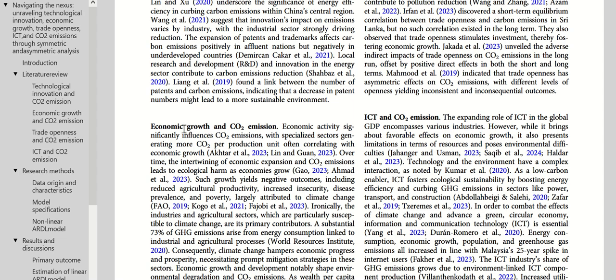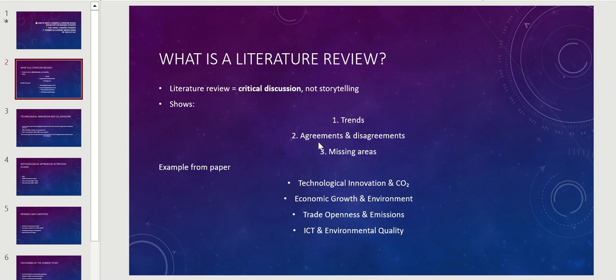Now we are going to understand how to write a good literature review. In the technological section of the literature review, we are discussing the trend, agreement, and disagreement, because all the researchers are arguing with each other.